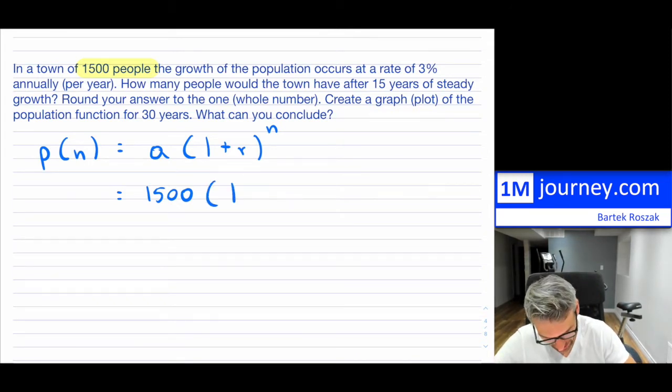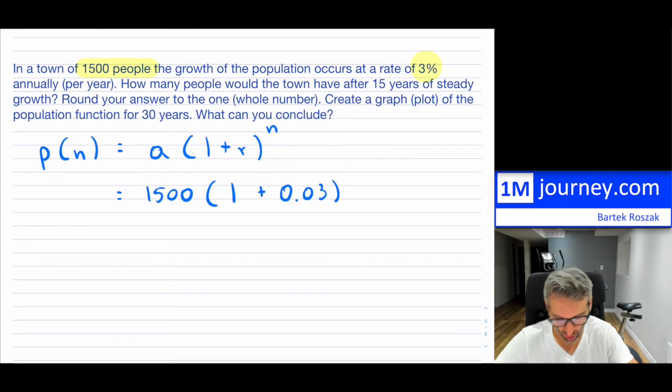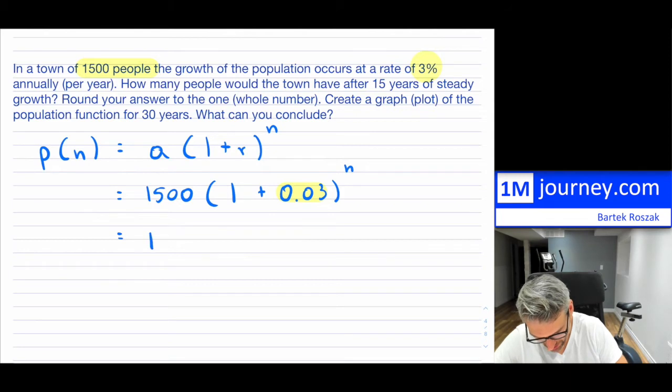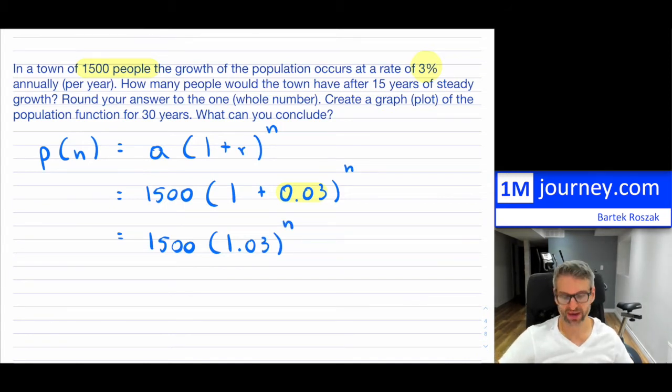And now what I need in here is to know what is the rate of growth. The rate of growth they give us is 3%. So this is going to be 0.03. Please don't forget that your r is typically a percent of some kind. So you're going to have to change it to a decimal or a fraction, but don't keep it as a percent if you're going to input it into your function. So this is my function now, and here I'm going to have 1.03, and then n.